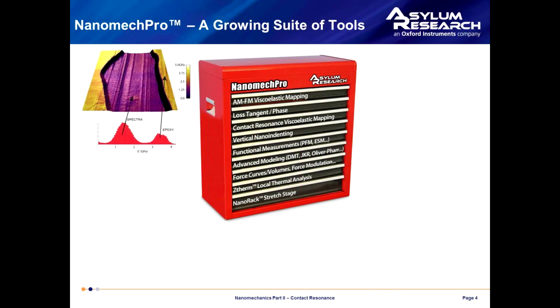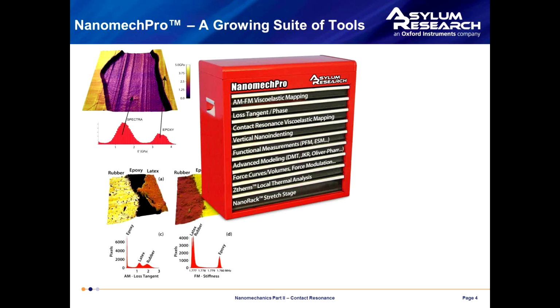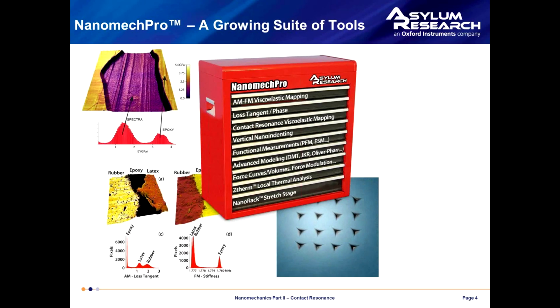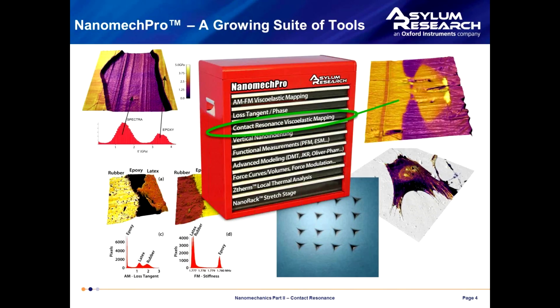This ranges from AFM modulus measurements, in this example a spectra sample, simultaneous loss tangent and modulus measurements of this polymer sandwich, nanoindentation measurements of this low-k dielectric material, force curve modulus measurements of this live cell in solution, and finally the subject of today's webinar, this contact resonance stiffness image of a magnetic recording head, where the stiffness has been overlaid on top of the topography.